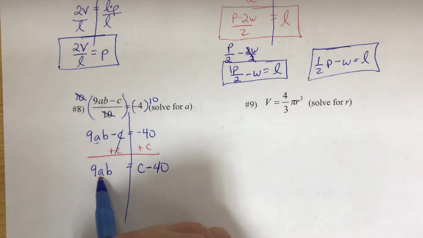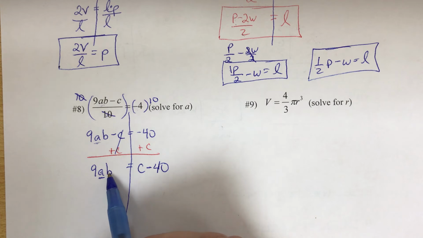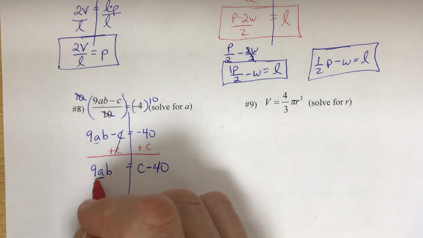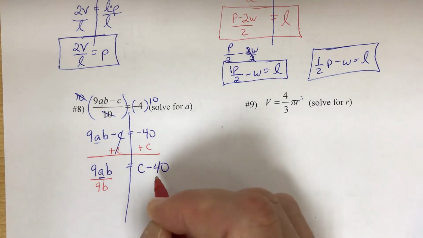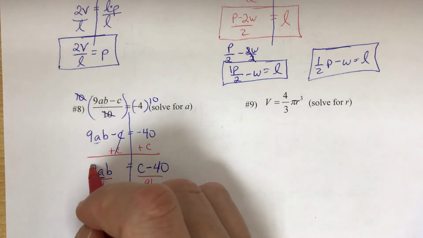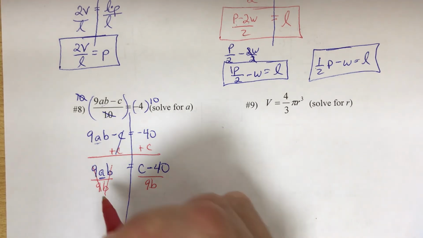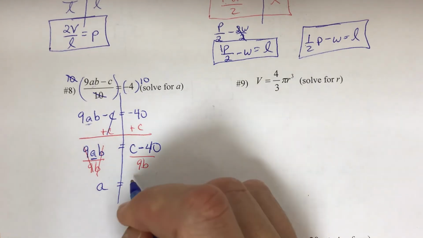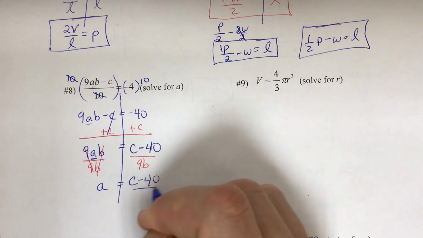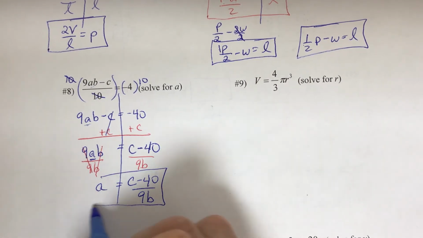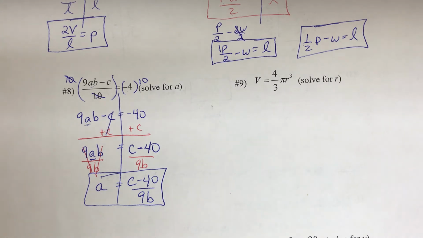Now we're solving for a. 9 and b are both multiplying the a. So to undo multiplication, let's divide. So I'm going to divide by 9b. I can do this at the same time. The 9's divide to 1. b divided by b is 1. And what we get is 1a equals c minus 40 divided by 9b. And that's as far as we can go. We can't combine or reduce, so you're done.